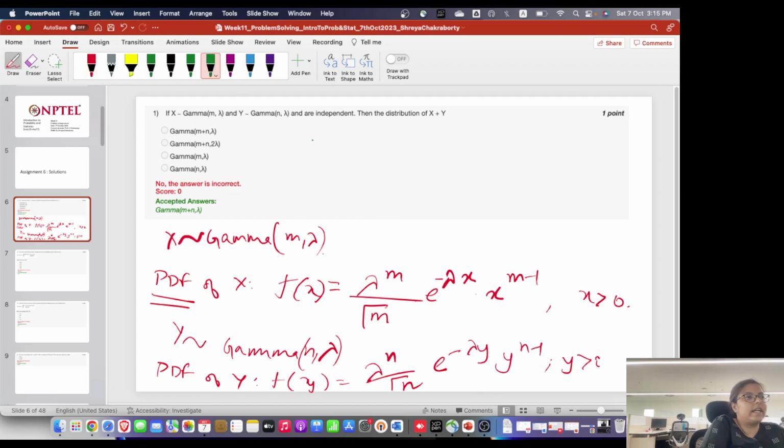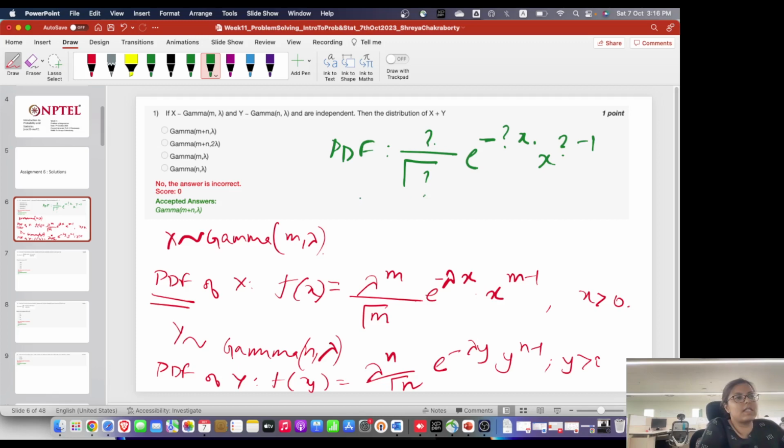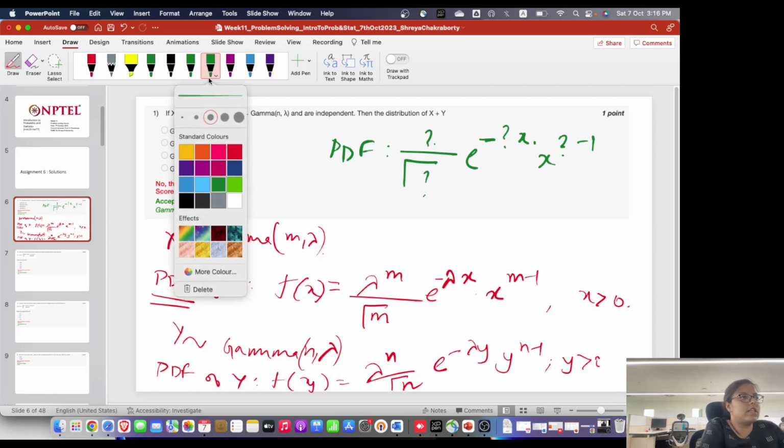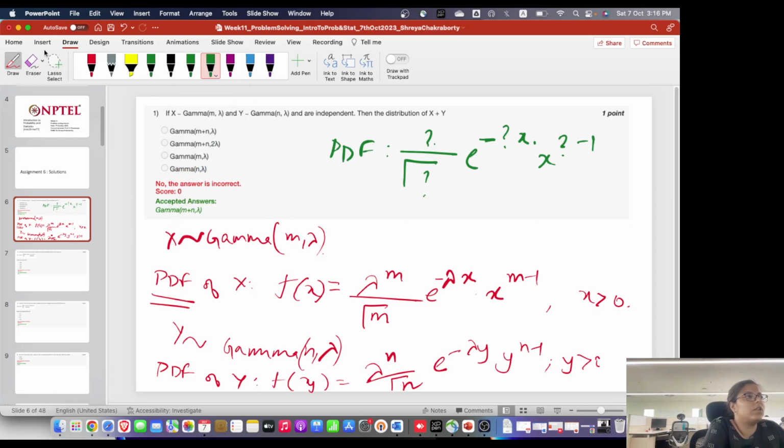We have to find out what the required PDF will be. It should be in some gamma format, something by gamma something, e to the power minus something, x to the power something minus 1. We just have to fill in the question marks. Now there are a couple of ways in which we can solve it, so we'll see both ways.